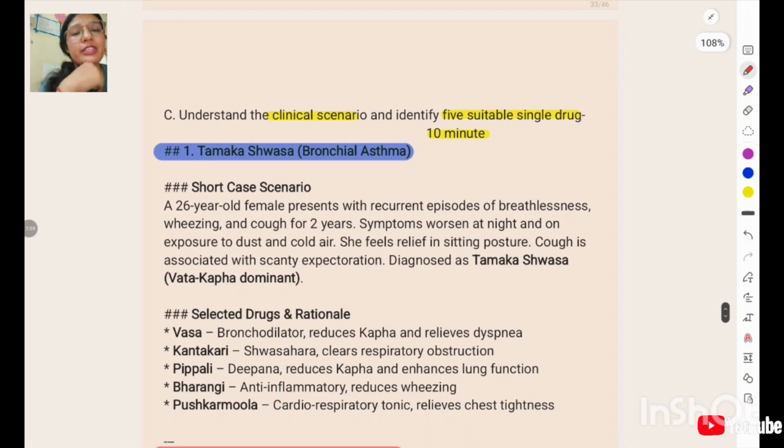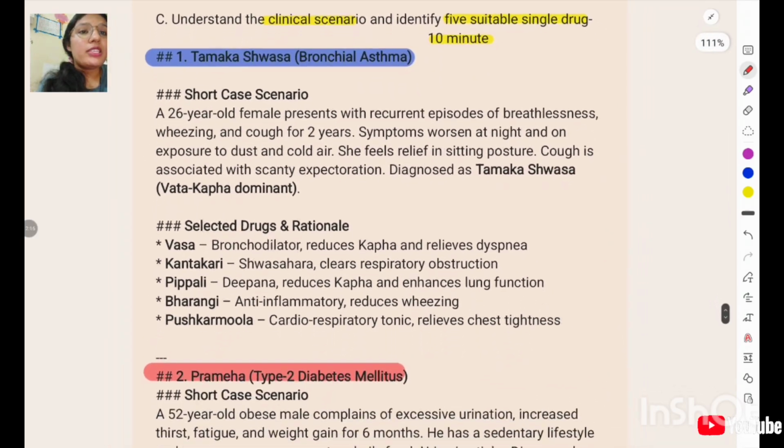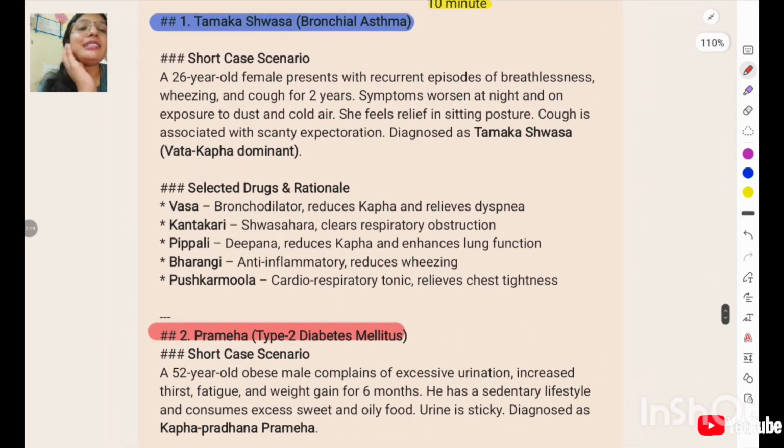The third heading of this second question is a clinical scenario, where you have to select 5 suitable drugs, and 10 minutes of time is there. So first I have written one case scenario here. A 26-year-old female presents with a recurrent episode of breathlessness, wheezing and cough for 2 years. Symptoms worsen at night on exposure to dust and cold air. She feels relief in sitting posture and cough is associated with scanty expectoration, diagnosed as Tamaka Shwasa.